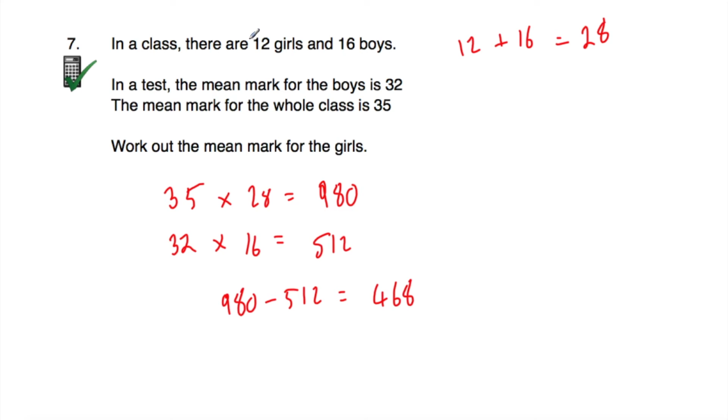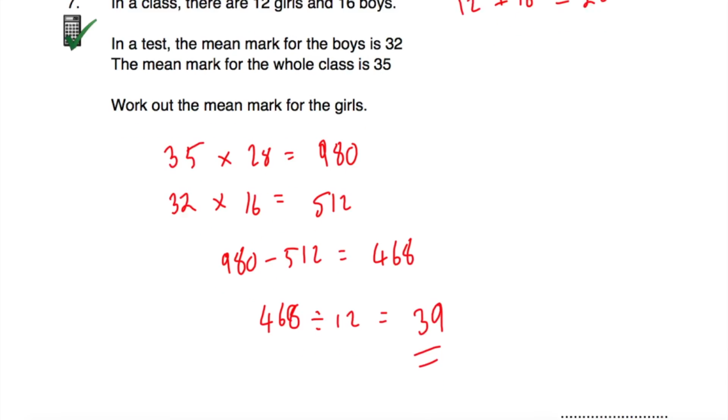Now there's 12 girls, so if we divide their total by how many girls there are, that'll be the mean. So 468 divided by 12 is equal to 39. So the mean mark for the girls is 39. So that's it, that's their mean.